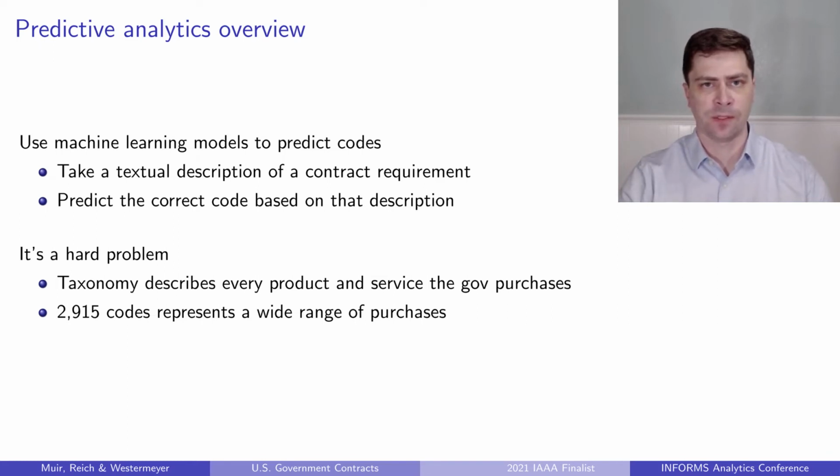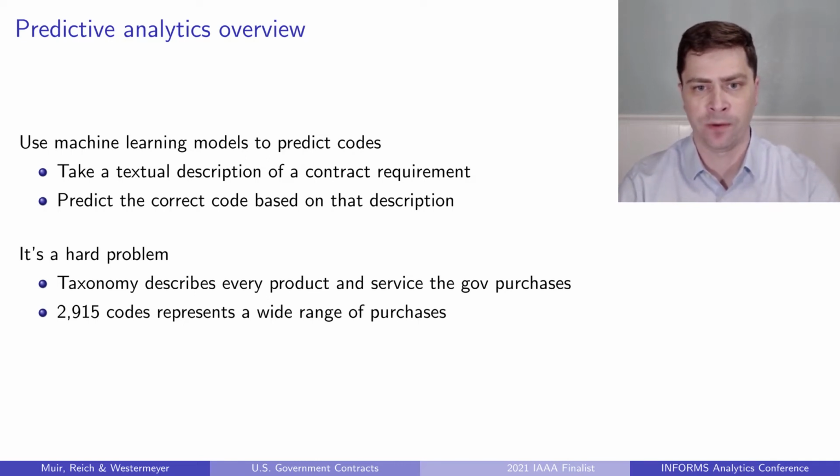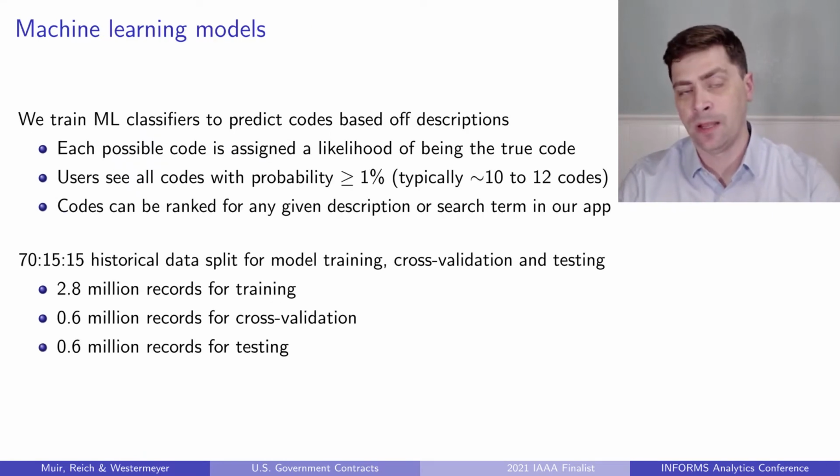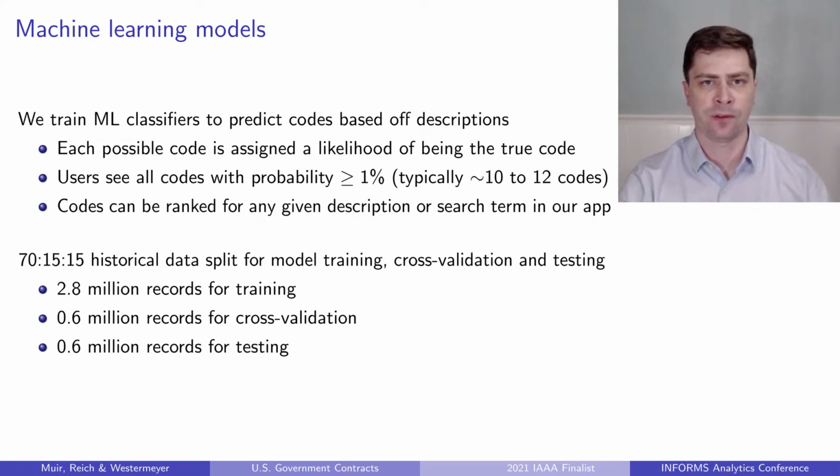This taxonomy describes nearly every product and service that the government purchases, which is a very wide range. So it's a challenging problem given the amount of text and the number of potential codes. What the model does at inference time is that given text, it assigns a probability to every single code. And what we present to the user in the application is only codes that have at least a 1% probability determined by the model of being correct. This typically shakes out on average to maybe about 10 or 12 codes that are being presented to the user out of 2,915 possible codes.